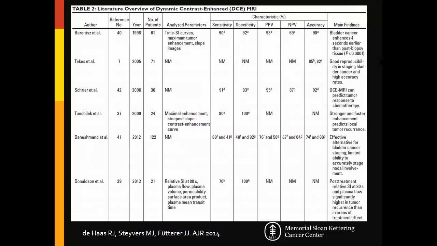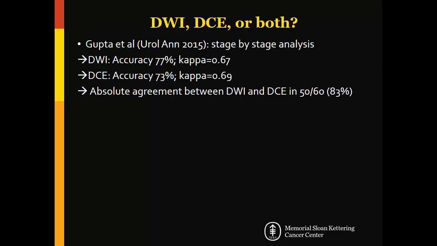The jury is still out with regards to whether it actually improves the accuracy when you take into consideration the information from T2 and diffusion combined. There are very few papers that have actually tried to address or evaluate this issue.